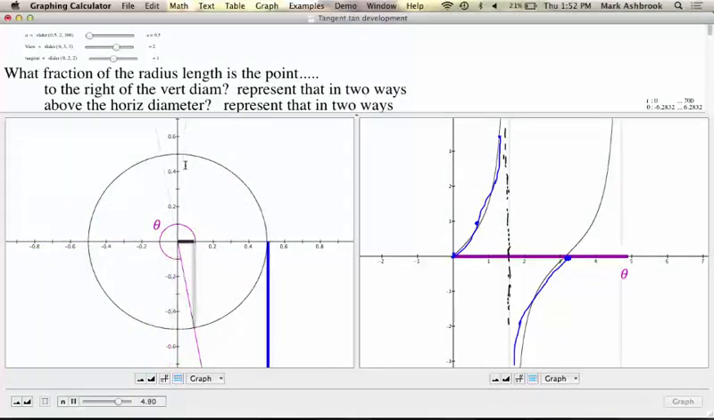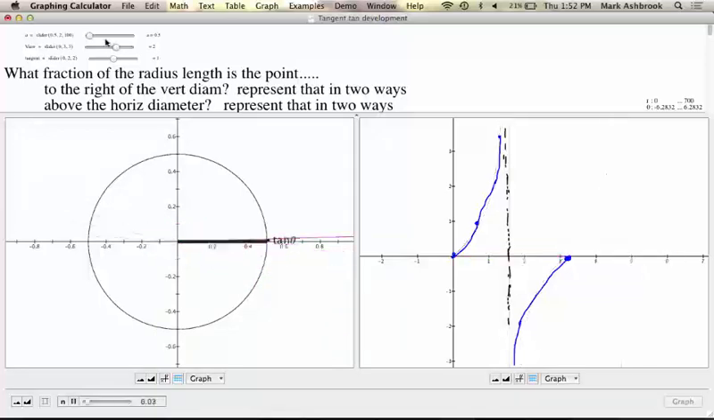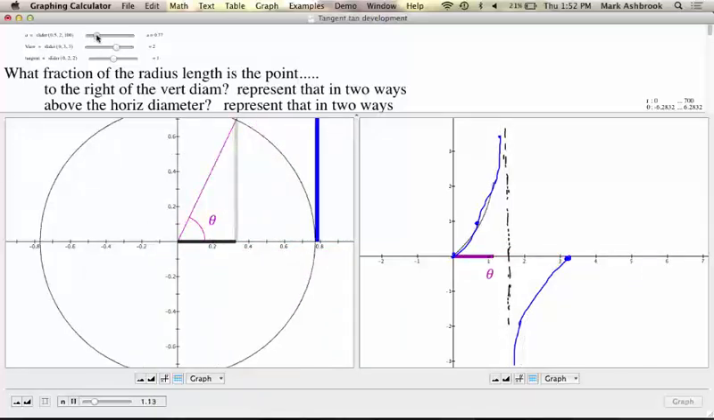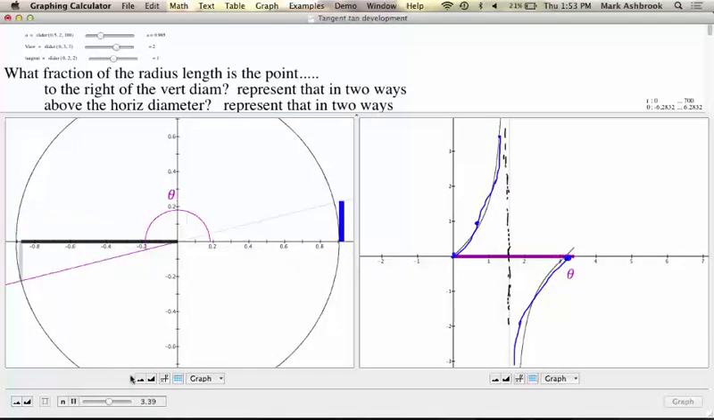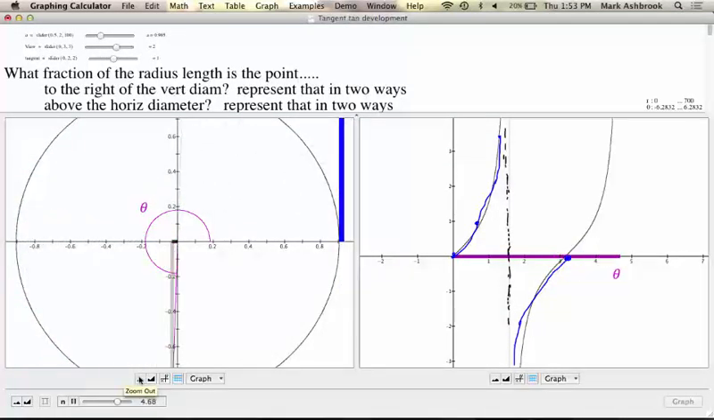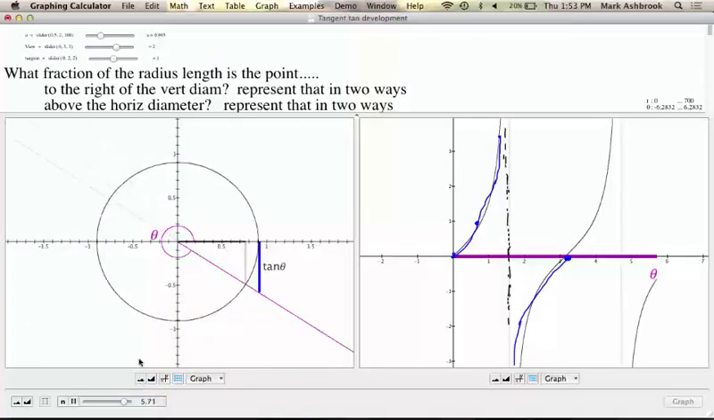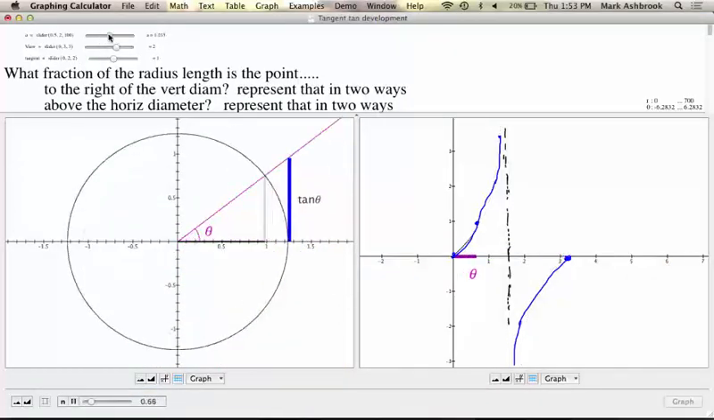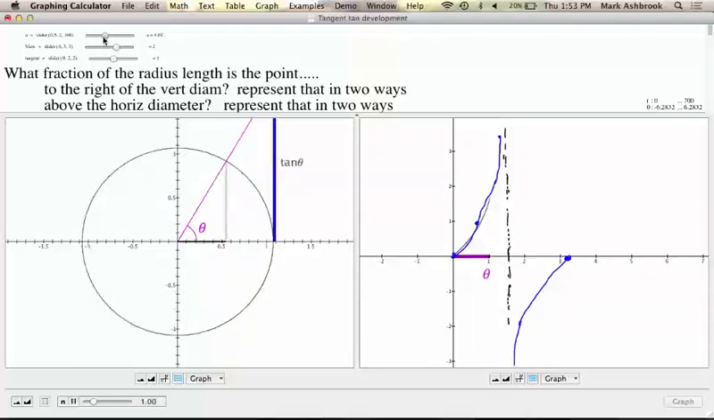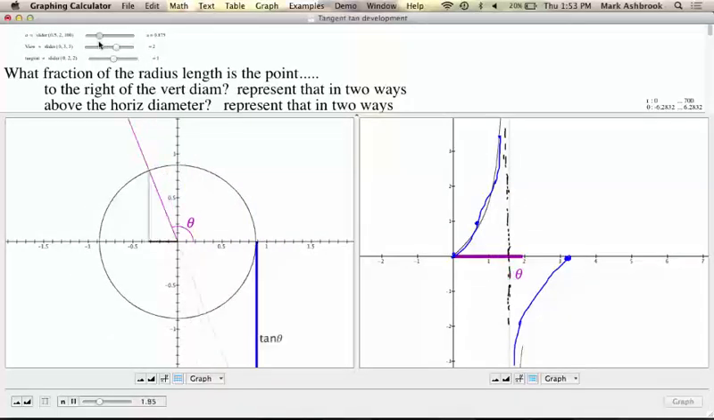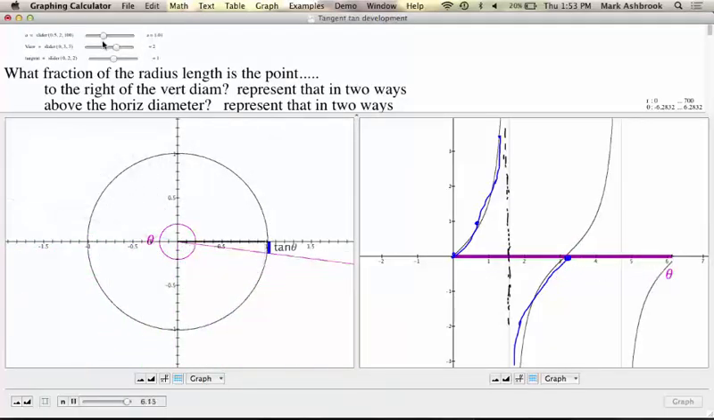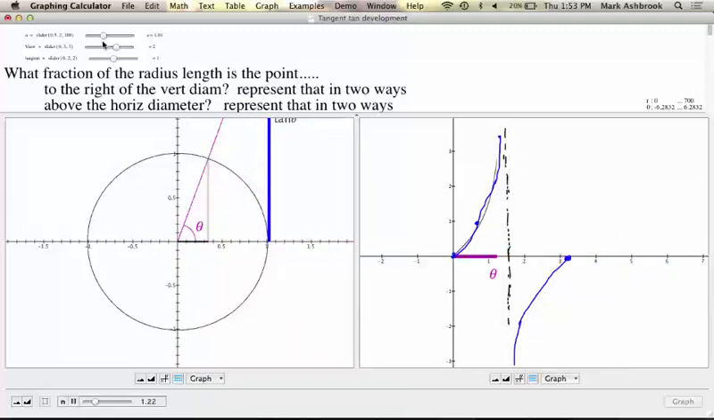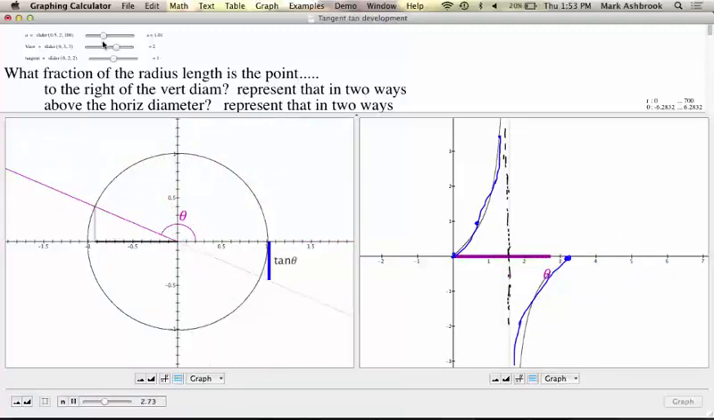Okay, so does the length of that blue line change? Does tangent theta change when I change the radius? Does it change or not? If I change the radius on you, like this, does the length of that blue line change, if you're measuring in radius lengths? No. If you're measuring a radius length, it doesn't matter, just like the other ones. Doesn't matter what the radius is. That thing is the same.